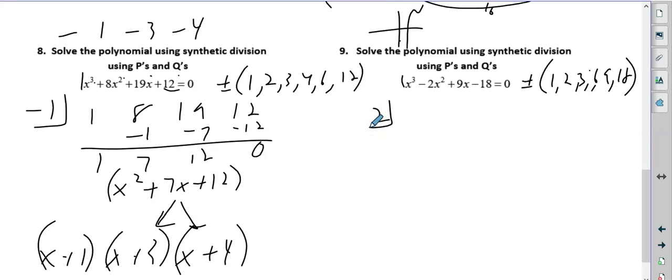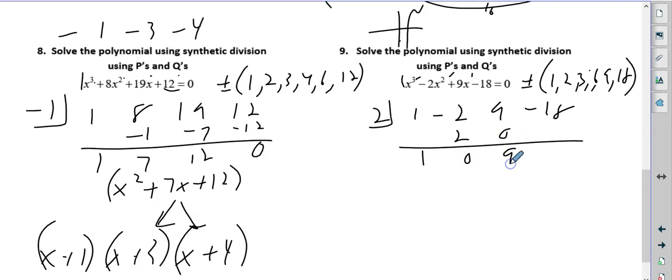Put it in the box. We have 3, 2, 1, 0. So 1, negative 2, 9, negative 18. Drop the 1, multiply, add straight down, multiply, add straight down, multiply, add straight down. And what we end up with is x squared plus 9. Don't forget to bring this one down, x minus 2.